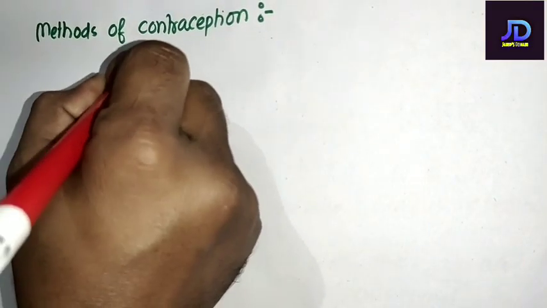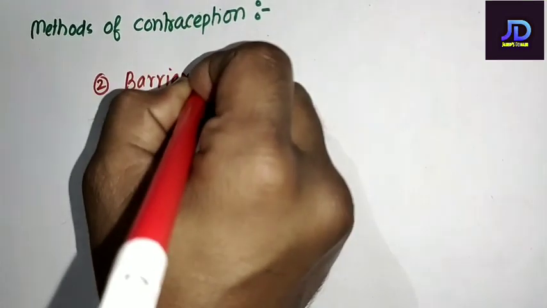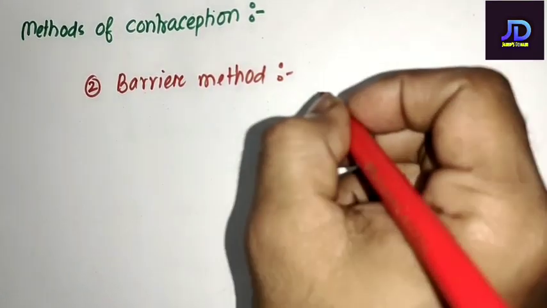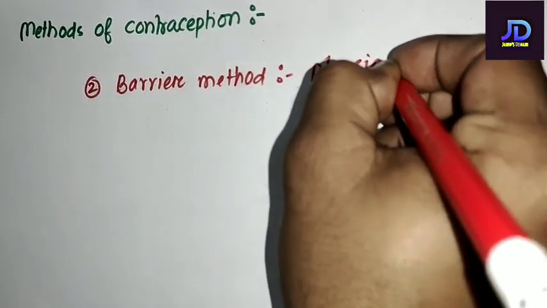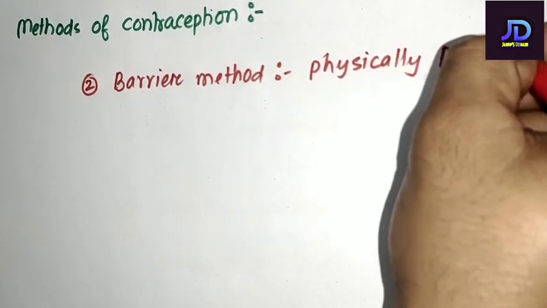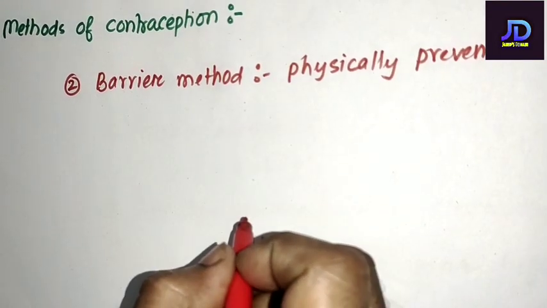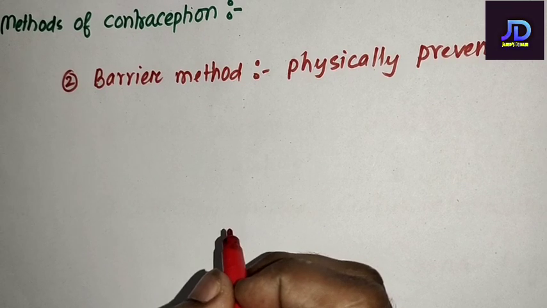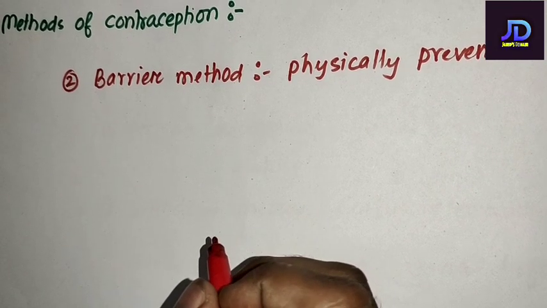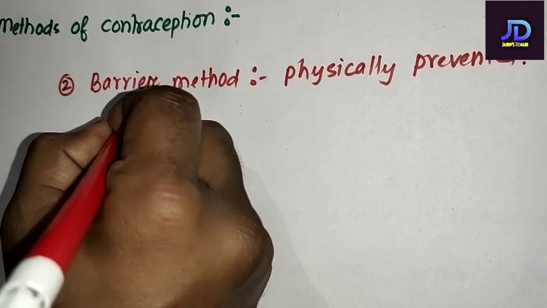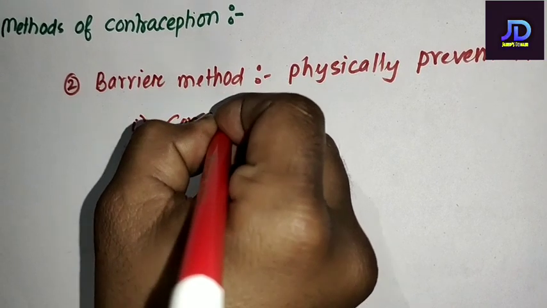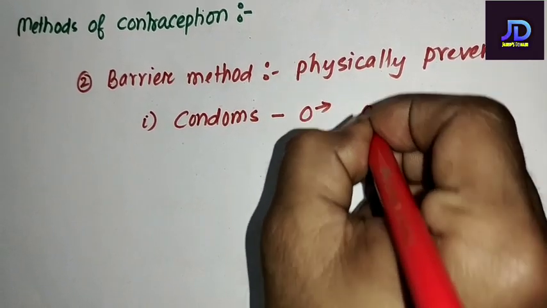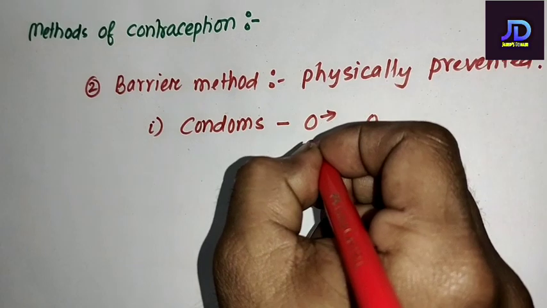the second method is the barrier method. In the barrier method, the sperm and ovum are physically prevented from meeting. This barrier method is available for both males and females. There are basically two devices used in the barrier method. The first is condoms. Condoms are available for both male and female.